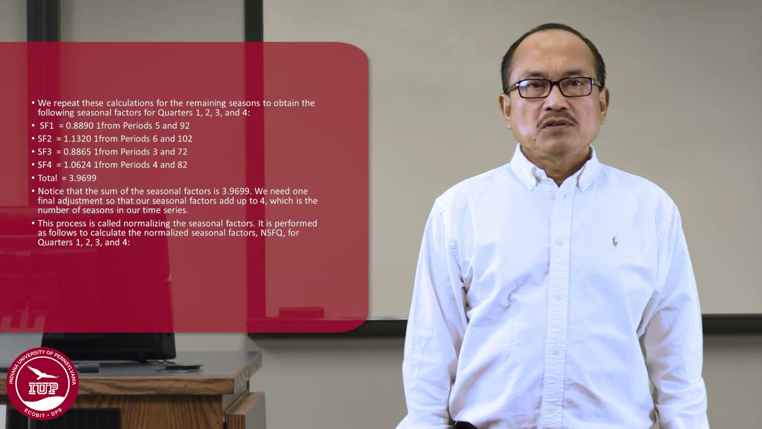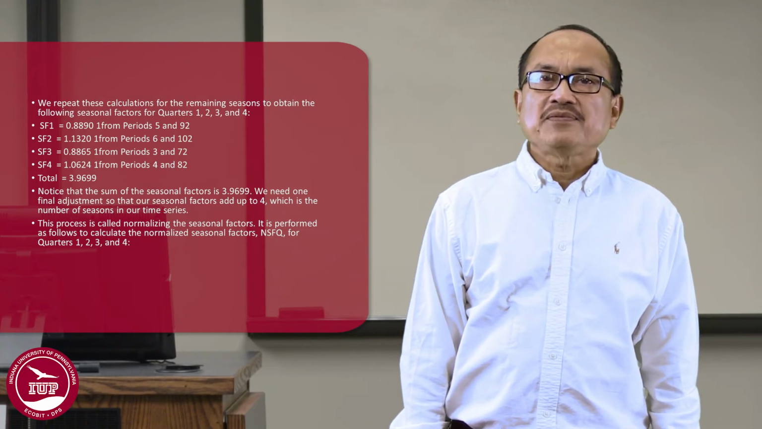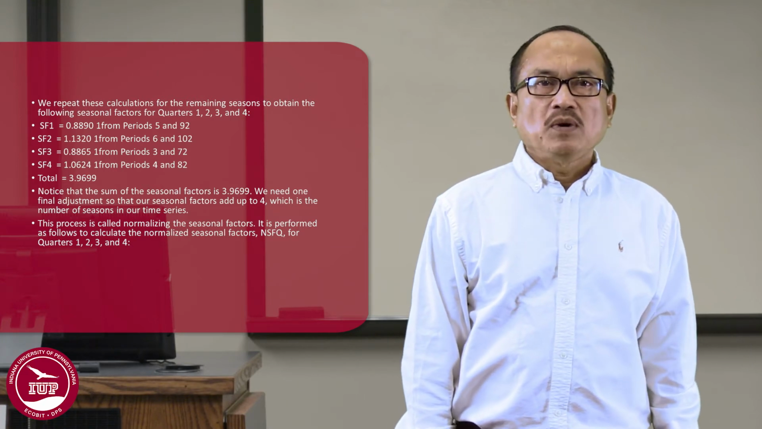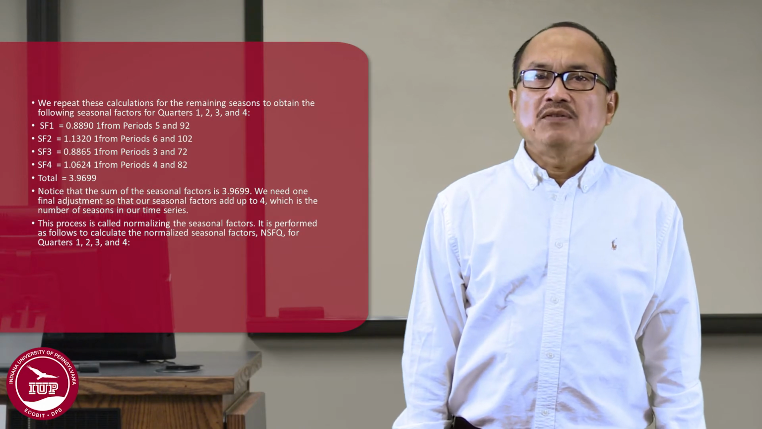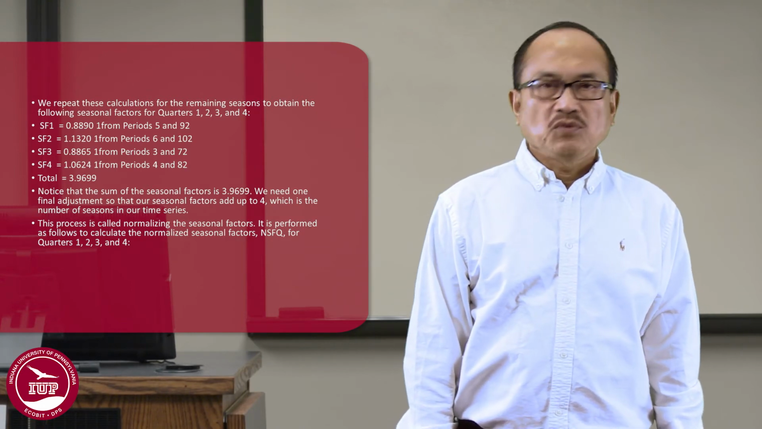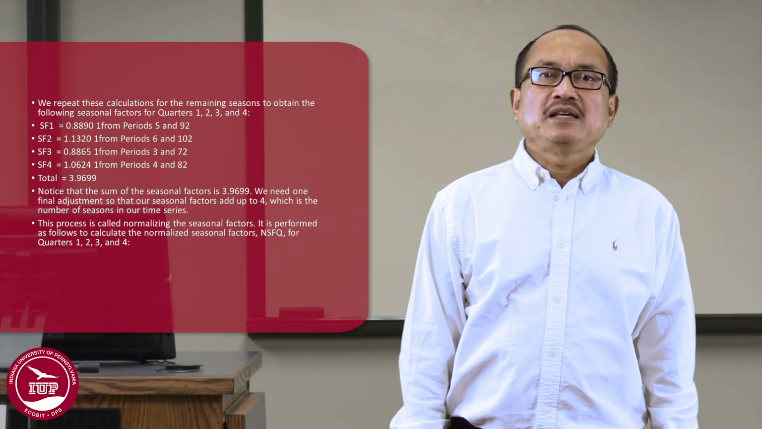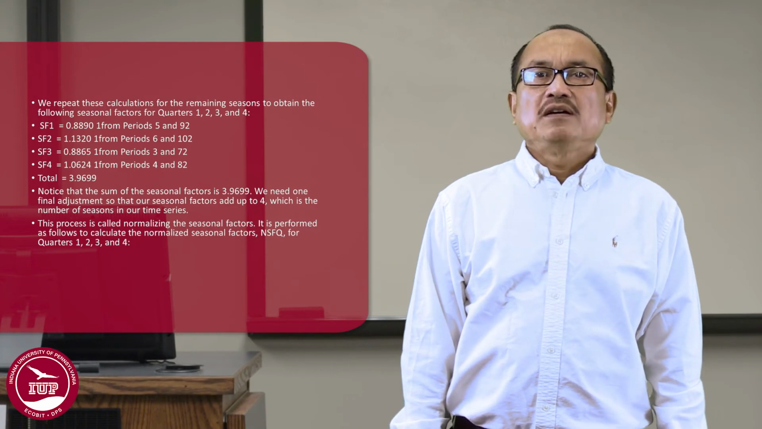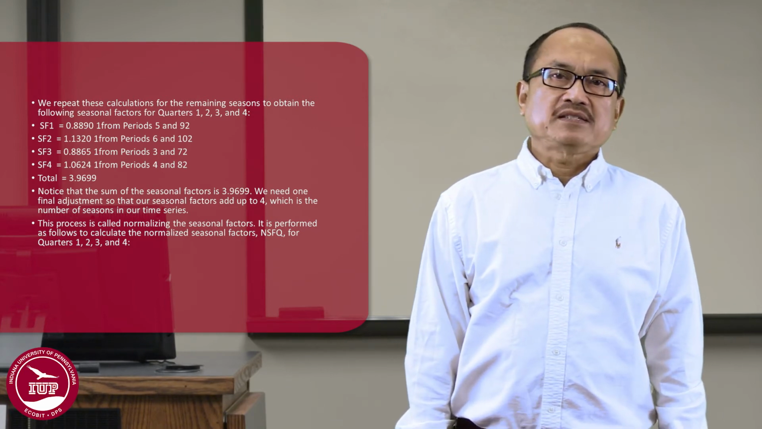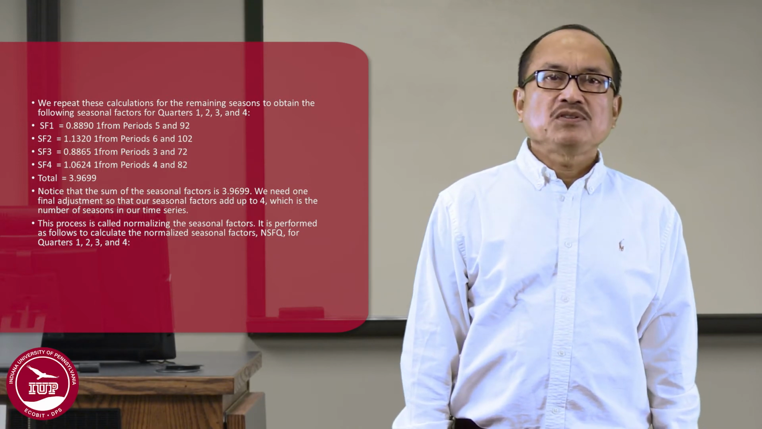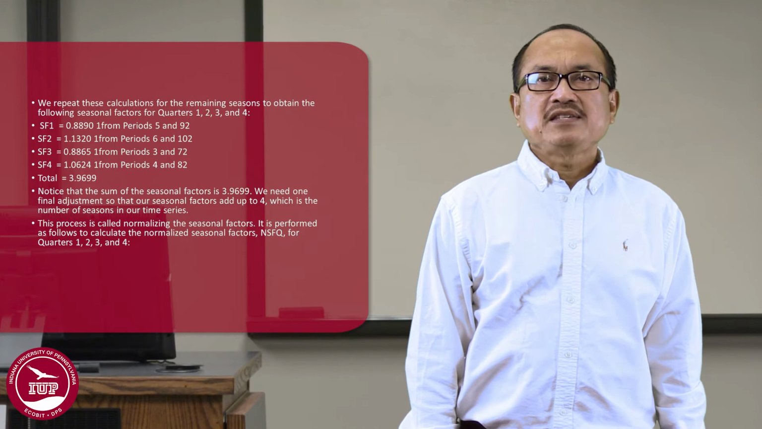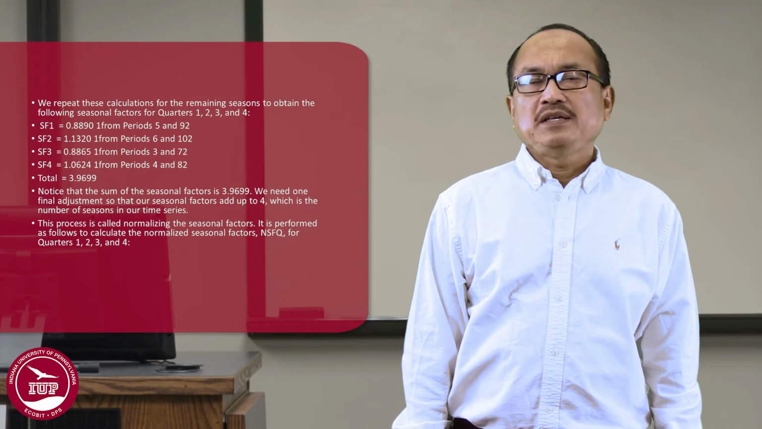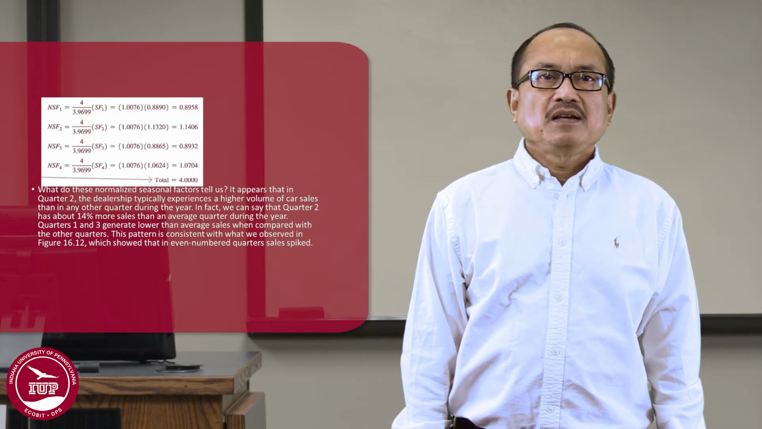3.9699. Notice that the sum of the seasonal factors is 3.9699. We need one final adjustment so that our seasonal factors add up to 4, which is the number of seasons in our time series. This process is called normalizing the seasonal factors. It is performed as follows to calculate the normalized seasonal factors NSF_Q for quarters 1, 2, 3, and 4.